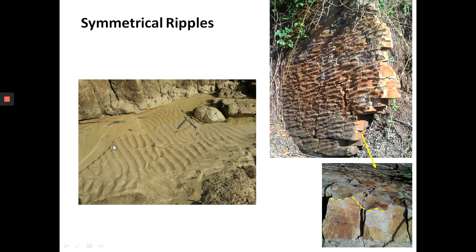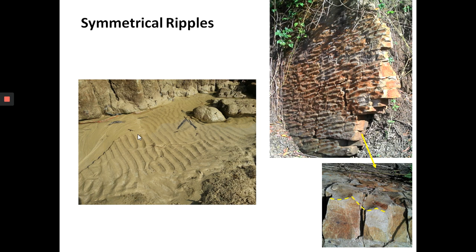And oh, I forgot to tell you that you have sharp crests and symmetrical profiles to your symmetrical ripples. In plan view, you notice that your symmetrical ripples tend to have straight crests. They're relatively straight, slightly sinuous. And they also tend to bifurcate, separate from one into two crests.